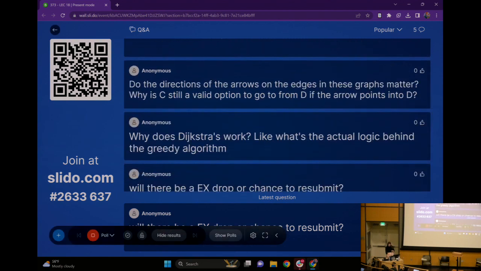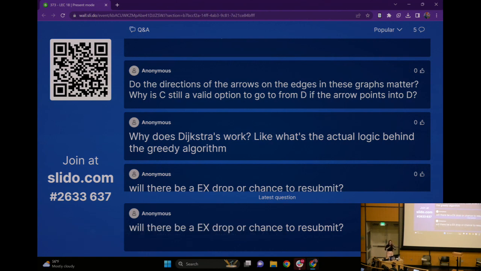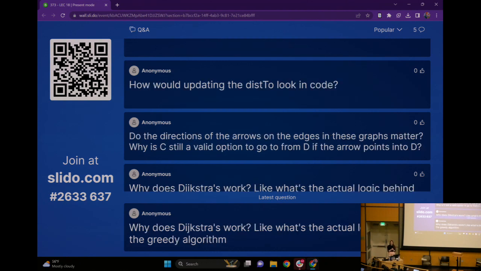Do the directions of the arrows on the edges in these graphs matter? Yes, that's a really good question. Remember that the edges matter. You can only travel from the end of the arrow to the front of the arrow. So each time I'm processing a new vertex, I only look at the out edges. I'm standing at the source and I ask, where can I go starting here? The in edges don't really mean anything to me in that context. In the pseudocode, that's that for loop: for every outgoing edge from the thing I'm currently looking at.